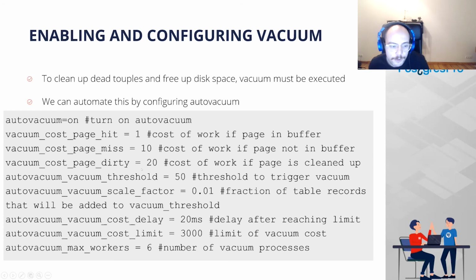You can increase the vacuum threshold to say 3,000 and reduce the scale factor to 0, so there's no complex math going on. You can just say, hey, once we have 3,000 dead records that need to be cleaned up, execute a vacuum. That's a simple way to do it. Or you can use some 50 plus a fraction of your total count of records.